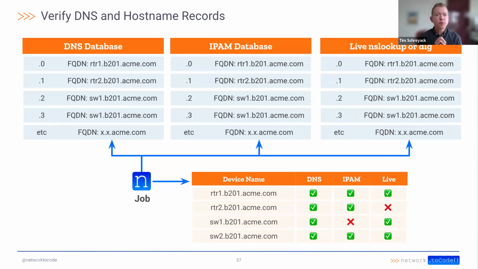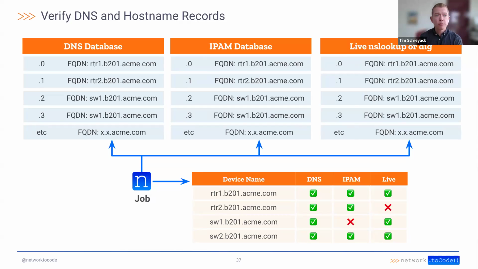Another example, perhaps we want to verify DNS and hostname records. Again, the idea of the data validation, ensuring that we have accurate and consistent DNS records. This automation here is an example of something you might do within Nautobot, which is to retrieve the FQDN from the DNS database, the IPAM database, and then perform a real-time lookup using the Linux dig command. It's just an example of what you might do. And then if a discrepancy is found, we could flag that in a report for further review. This would be a way in which we could compare these two sources.